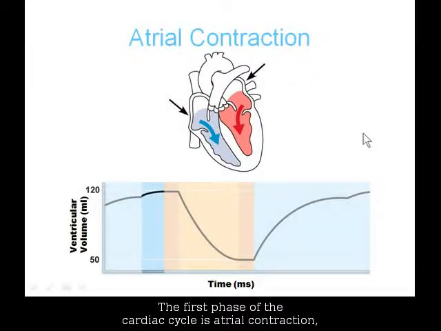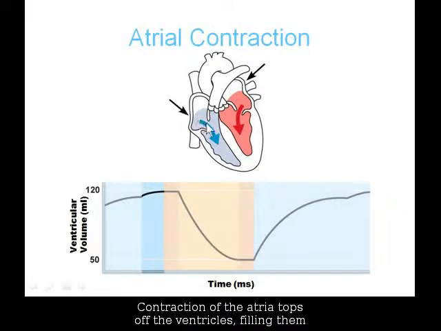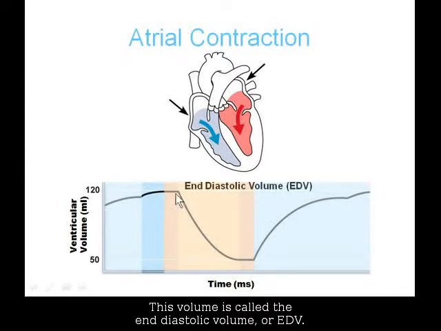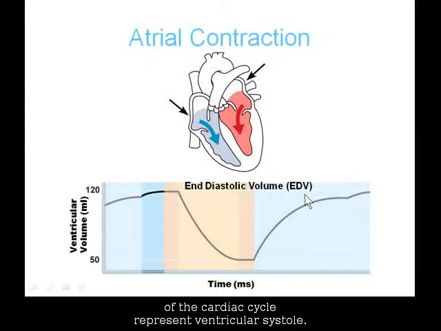The first phase of the cardiac cycle is atrial contraction, or atrial systole. Contraction of the atria tops off the ventricles, filling them to their maximum volume of blood. This volume is called the end diastolic volume, or EDV. Now full, the ventricles begin to contract. The next 2 phases of the cardiac cycle represent ventricular systole.